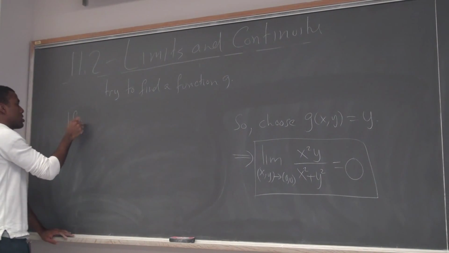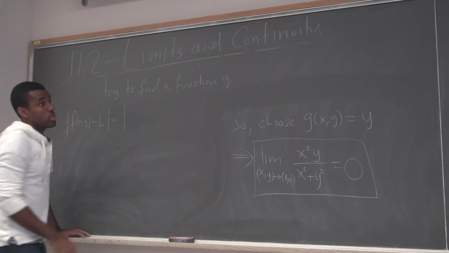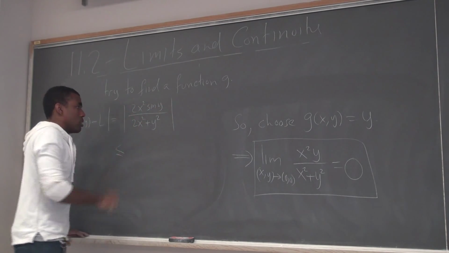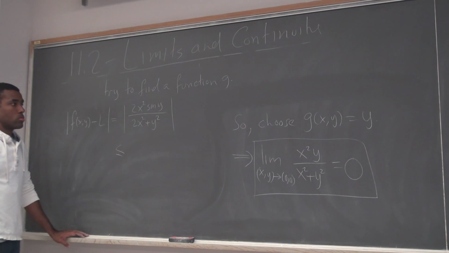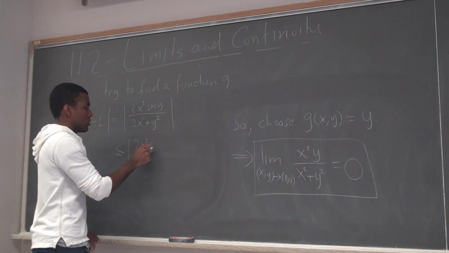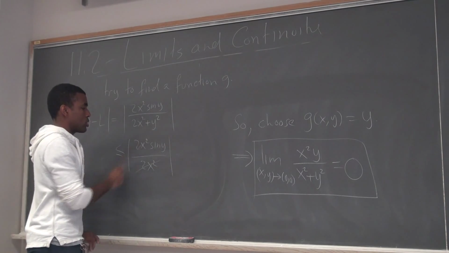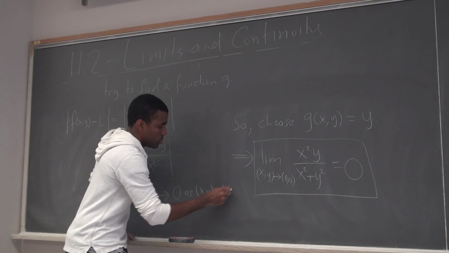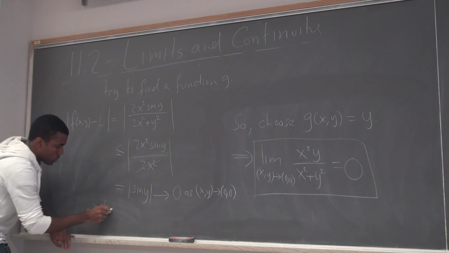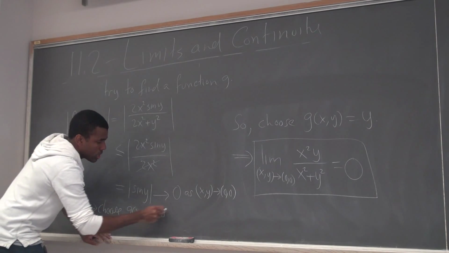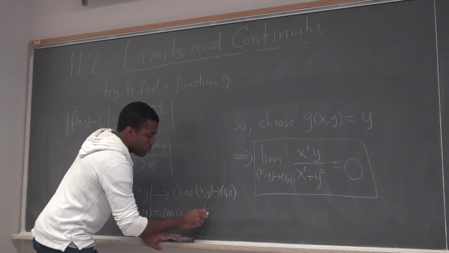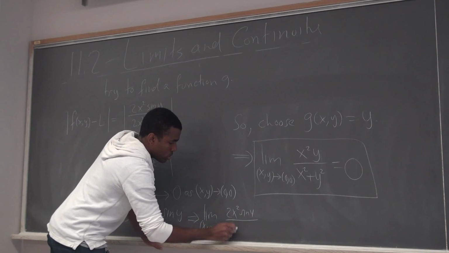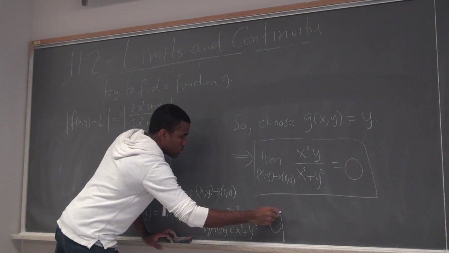So now I look at f of (x,y) minus L, what I think the limit is. This is just going to be 2x squared sine y over 2x squared plus y squared. Make that bigger. Get rid of the y squared in the denominator. The 2x squareds cancel. I just end up with sine y, which approaches 0 as (x,y) approaches 0. This means choose g of (x,y) equals sine y, and that proves that the limit as (x,y) approaches the origin of 2x squared sine y over 2x squared plus y squared is actually equal to 0.